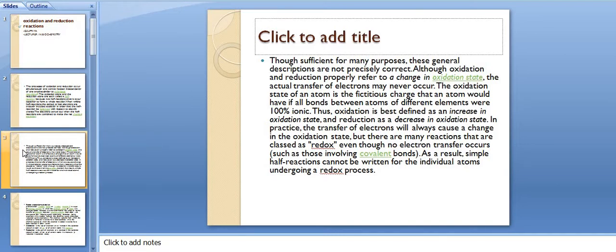Thus, oxidation is best defined as an increase in oxidation state and reduction as a decrease in oxidation state. In practice, the transfer of electrons will always cause a change in the oxidation state, but there are many reactions that are classed as redox even though no electron transfer occurs.